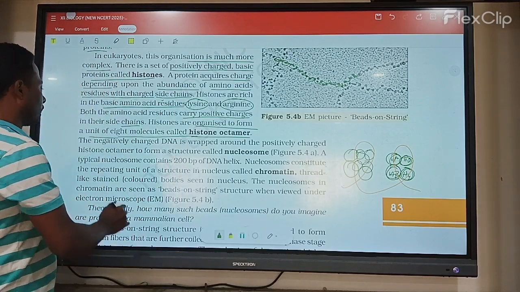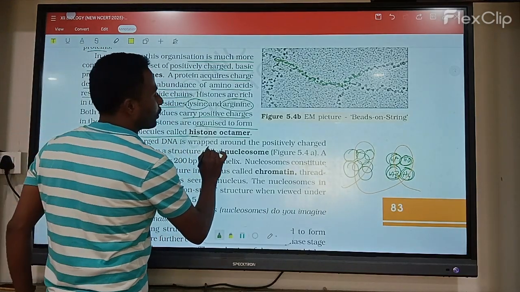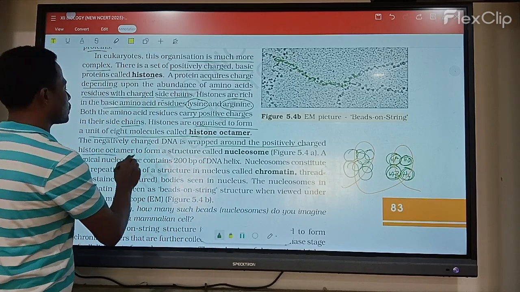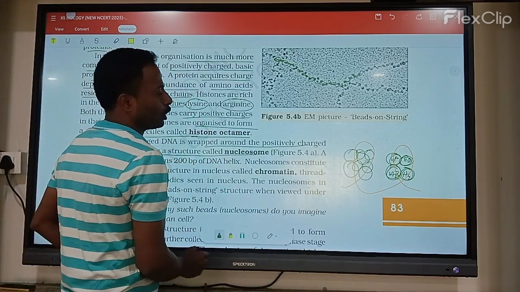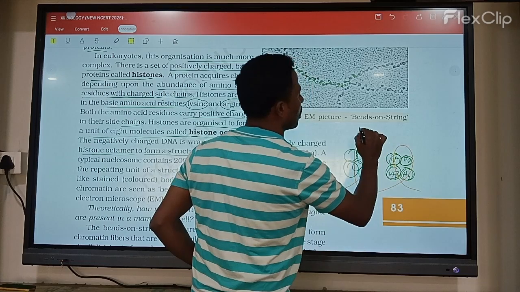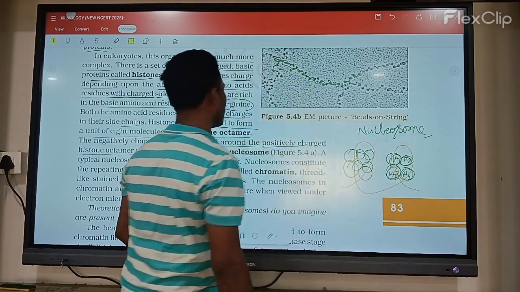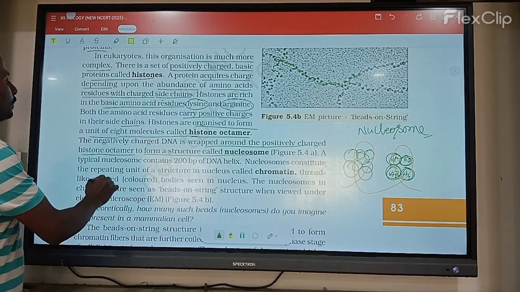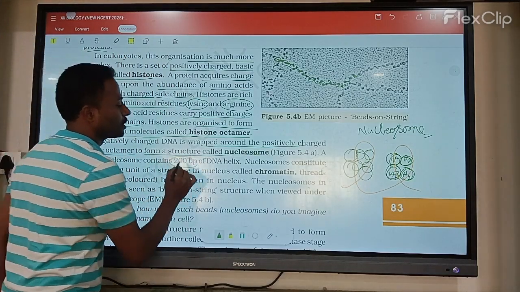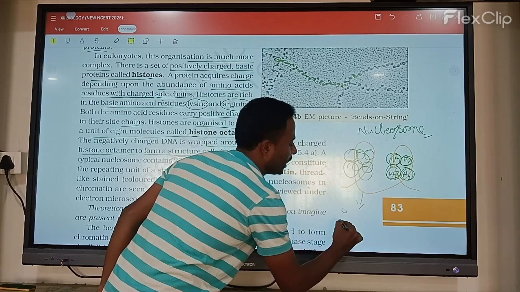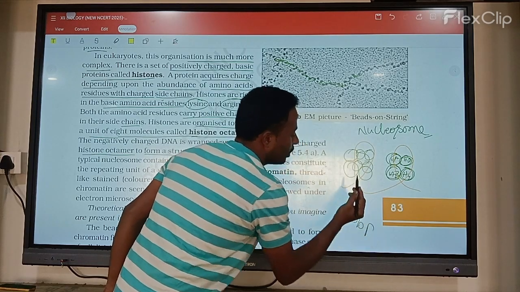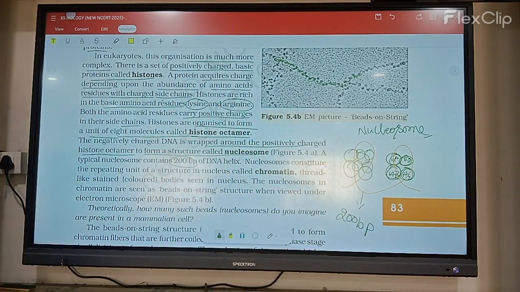8. Here the negative charge of DNA is wrapped around the positive charge of the histone octamer to form a structure called a nucleosome. So this total structure is called what? It is called a nucleosome. A typical nucleosome contains how many base pairs? 200 base pairs are present.